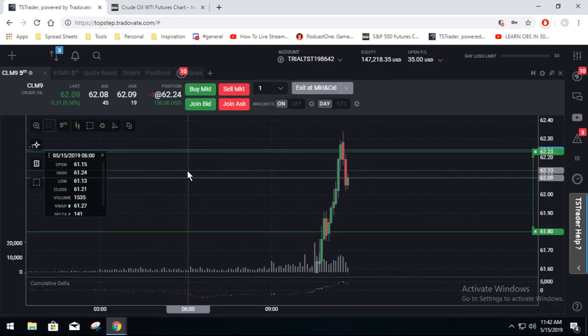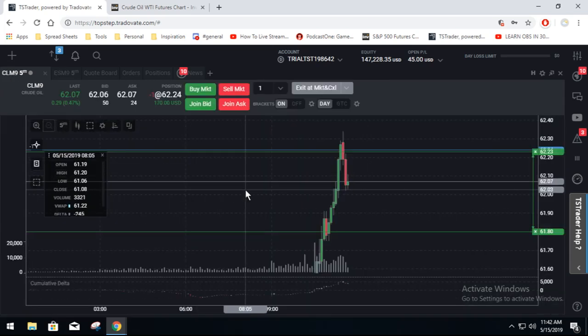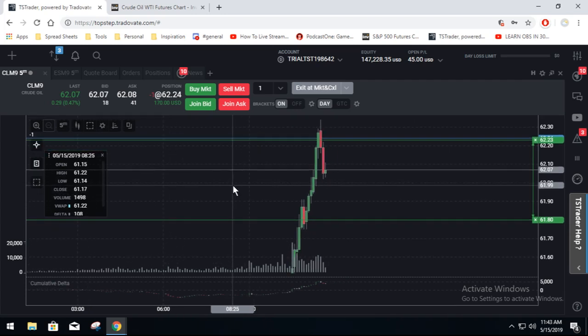Here comes the oil flipping out right at 62 areas. So we expected a partial hold there. We're looking for the follow through.